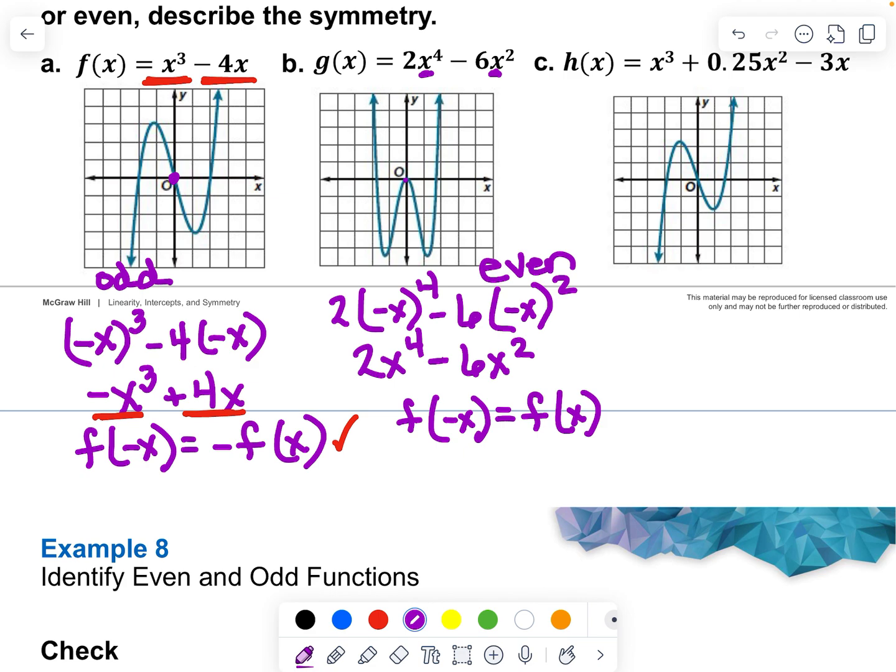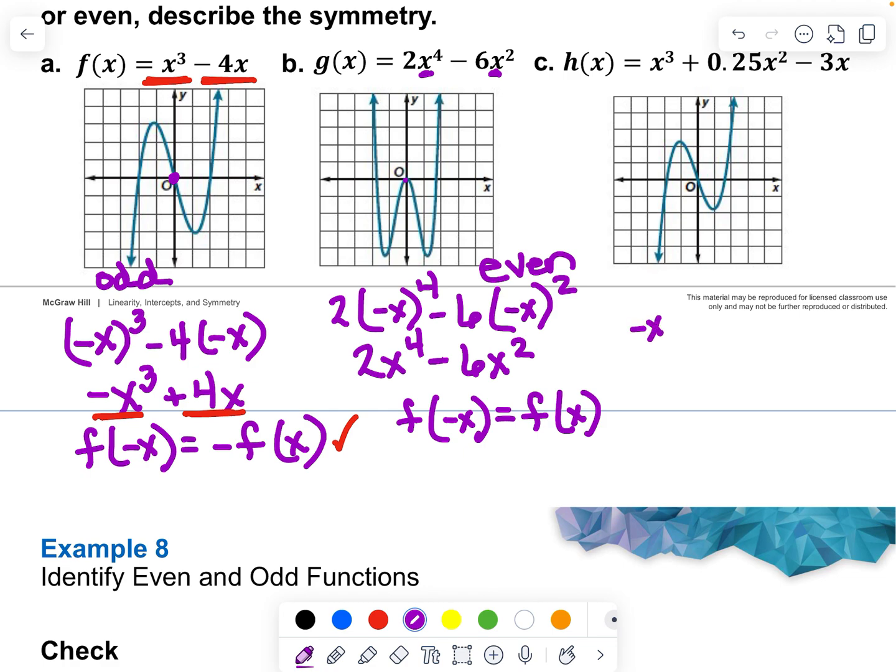And the third one looks like it could be symmetrical. To me, it looks like it could be symmetrical about the origin almost. But I'm going to notice one thing. This goes slightly above this point, and this one is slightly below. So I don't think it is, and I know it's not symmetrical to the y-axis. So it almost looks like point symmetry, but I don't think it is. Let's check it. Substitute in a negative x for x.